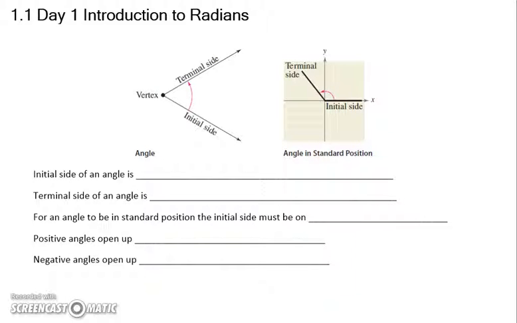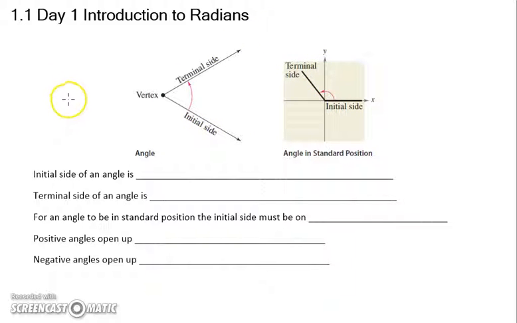In this video, we're going to talk about 1.1 Day 1, an introduction to radians. Before we can talk about radians, we need to talk a little bit about angles, just a little bit of review from geometry. So we know what an angle is. It's when we have two rays that share the vertex and they intersect. So we have a couple of angles drawn up here.